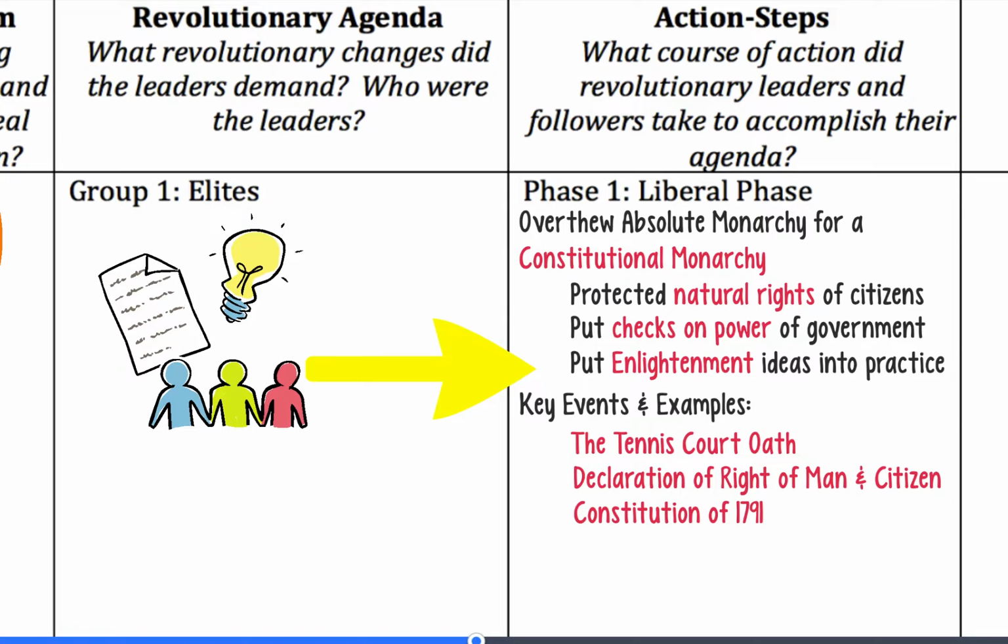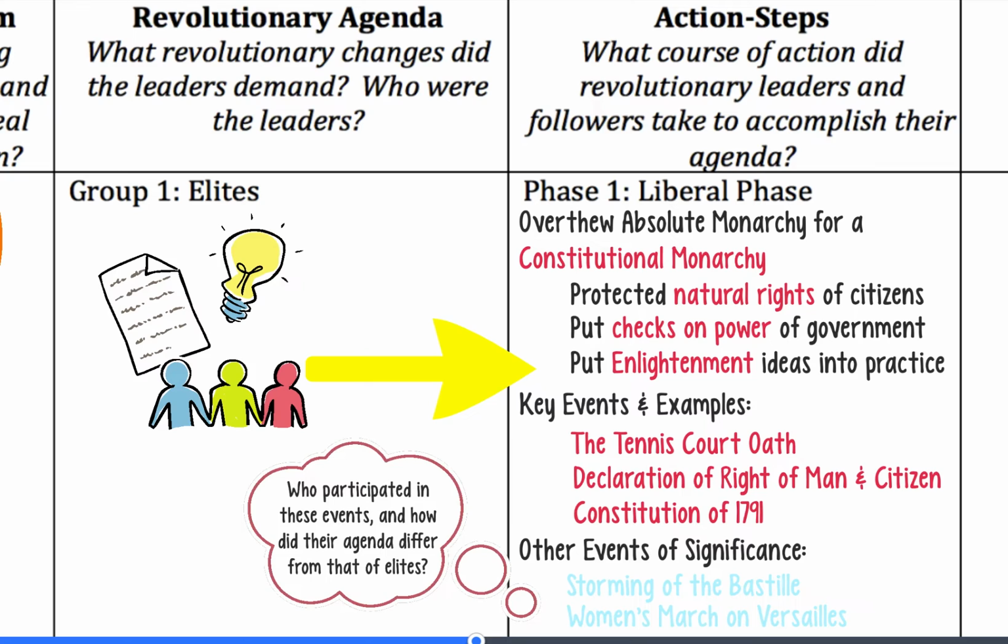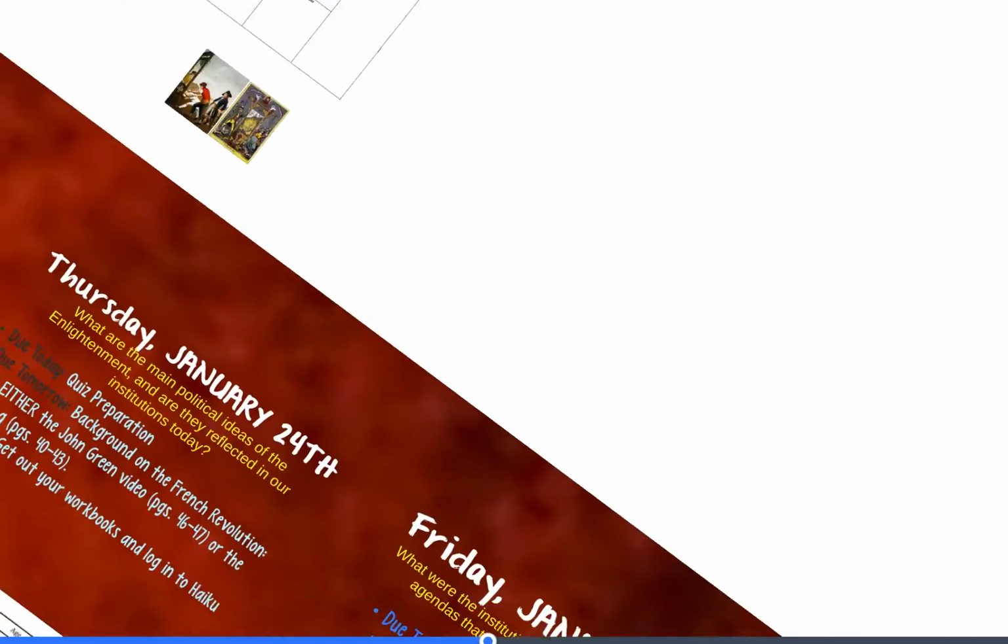So in other words, that agenda you've got to the left, we see it being achieved in the liberal phase of the revolution. However, there are other events during this liberal phase that symbolize that maybe the revolution is not going to be complete. And those other events of significance are the storming of the Bastille and this Women's March on Versailles. So we've talked about the storming of the Bastille. Let's talk about the Women's March on Versailles a little bit, and let's consider who participated in these events and how their agenda differs from that of elites, helping us to explain why a second revolution is going to unfold.